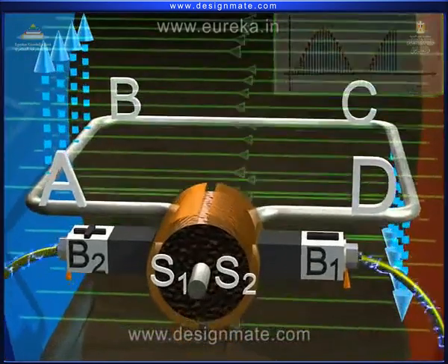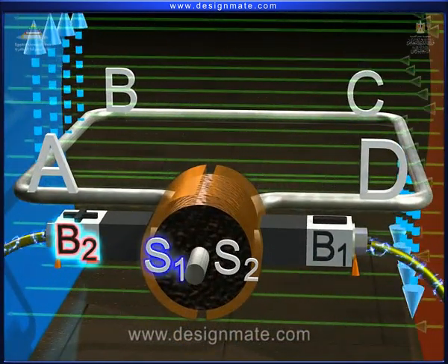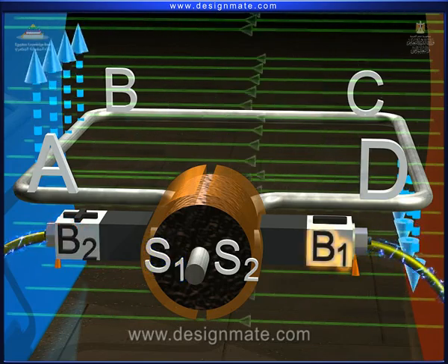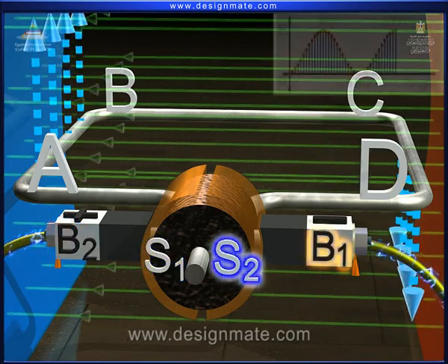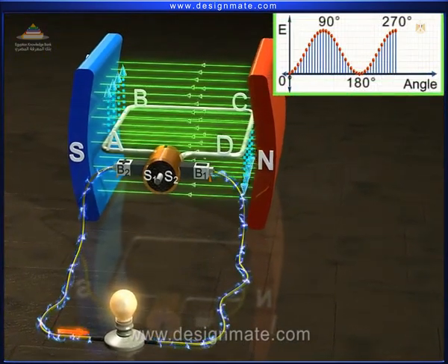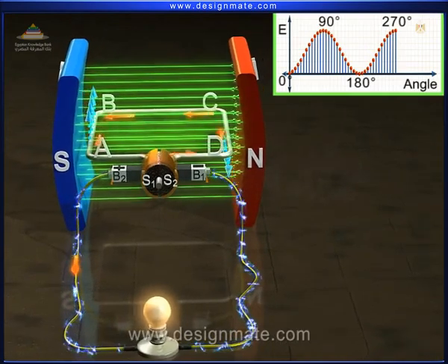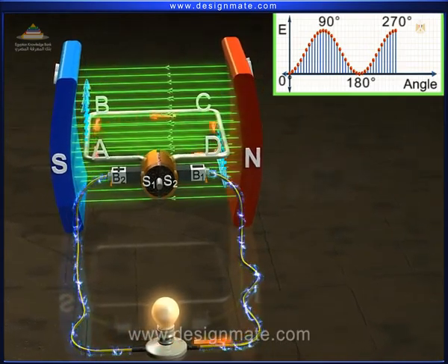But the position of the split rings is reversed. Brush B2 is in contact with S1, and B1 is in contact with S2. So the current again enters the external circuit at B2 and leaves at B1. Hence, the direction of current remains the same in the external circuit.